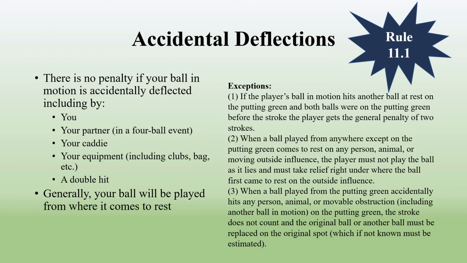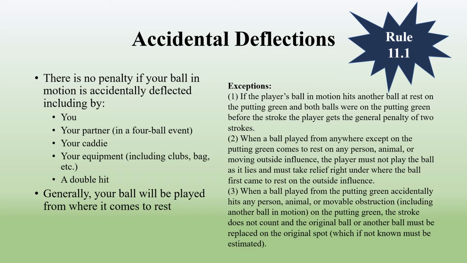Rule 11.1 covers accidental deflections. A new rule in 2019, if your golf ball is accidentally deflected by you, your partner, your caddy, your equipment, or if you accidentally double hit it, there's no penalty. Generally, you will play your golf ball from where it comes to rest, but there are a few exceptions. If the player's ball in motion hits another ball at rest on the putting green, and both balls were on the putting green before the stroke was made, the player gets a penalty of 2 strokes.